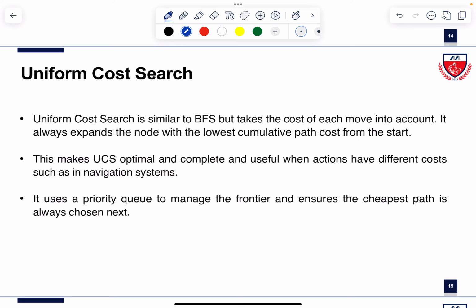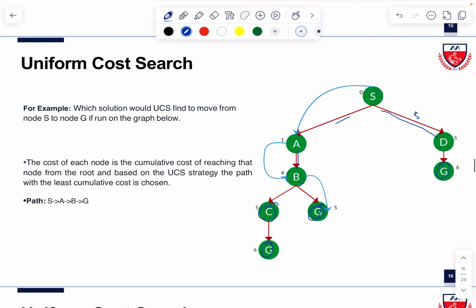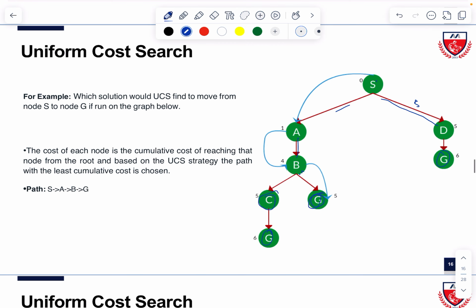Lastly, the uniform cost search. It's similar to BFS, but it takes the cost of each move into account. It always expands the node with the lowest cumulative path cost from the start. This makes UCS optimal and complete, and useful when actions have different costs, for example in navigation systems. It uses a priority queue to manage the frontier and ensures the cheapest path is always chosen next. So here, it has a path cost.